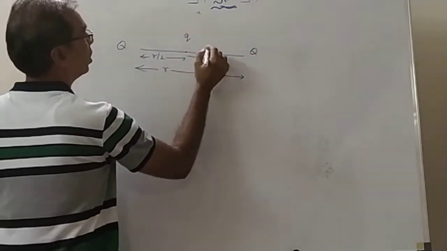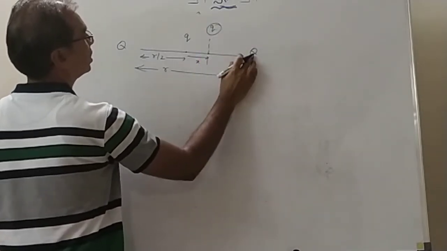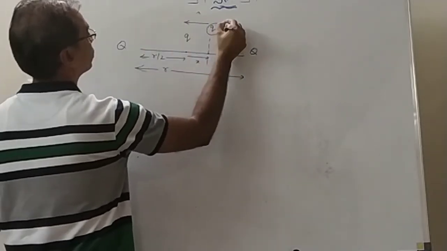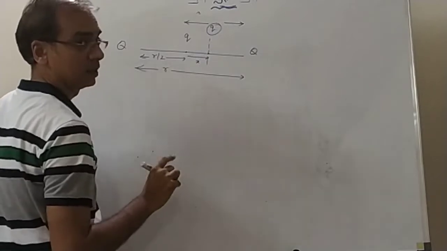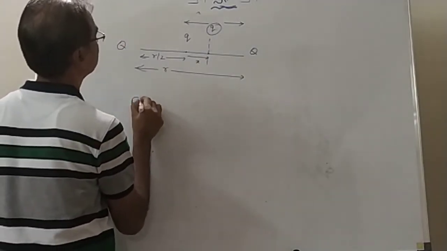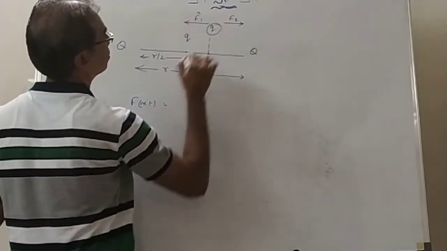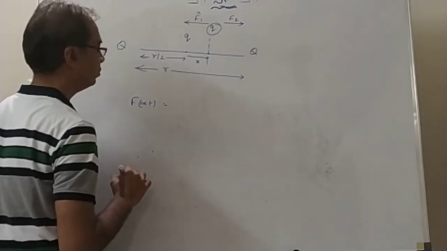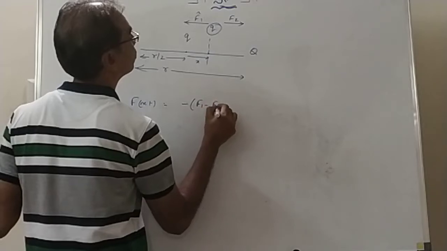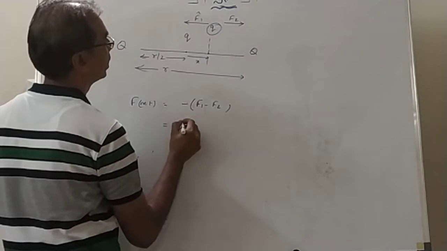Now if this charge q is at this position here, then this q is going to apply a force in this direction, and this one is going to apply a force in this direction. I am going to find the net force. This is F1 and this is F2. So what will you be writing? Minus F1 minus F2. Why this minus? Because it's directed backwards.